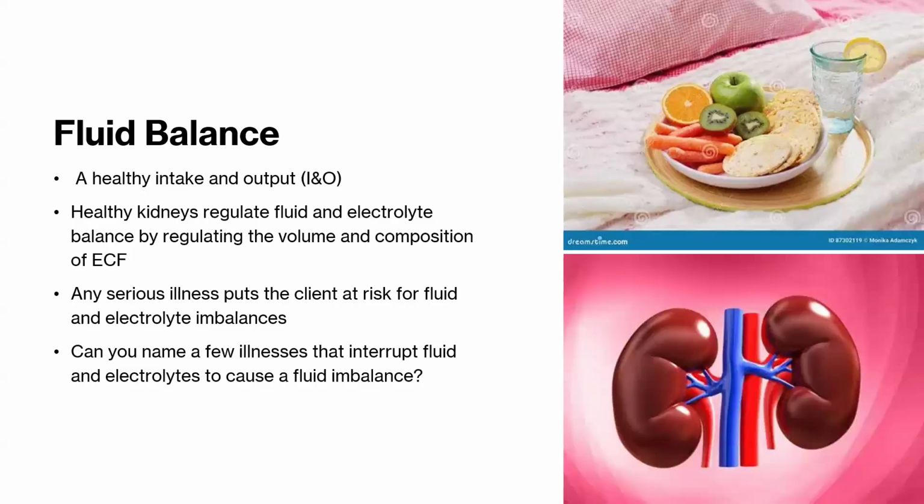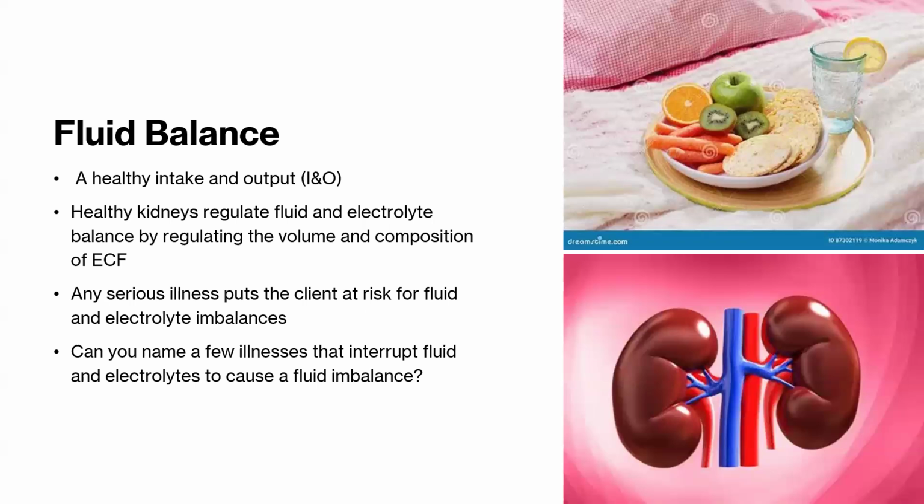When you have a disease or illness that impairs that work, such as circulation of the heart, like in heart failure, it can actually affect the distribution and composition of body fluids. So we can have a risk for electrolyte imbalances. As the slide is asking, can you name a few illnesses that interrupt fluid and electrolytes to cause a fluid imbalance? I've already mentioned one. That was heart failure. The other that we need to consider is a patient who has been a burn victim.